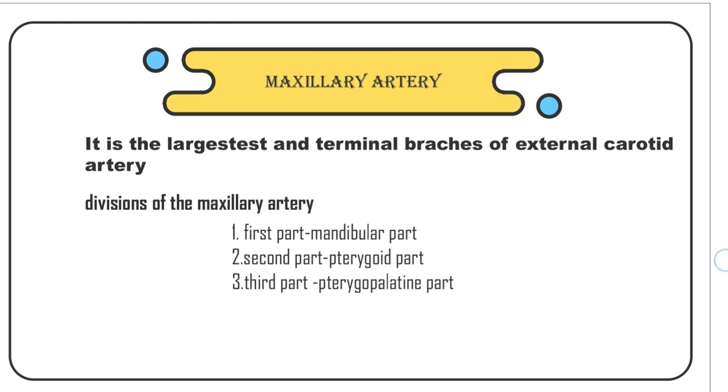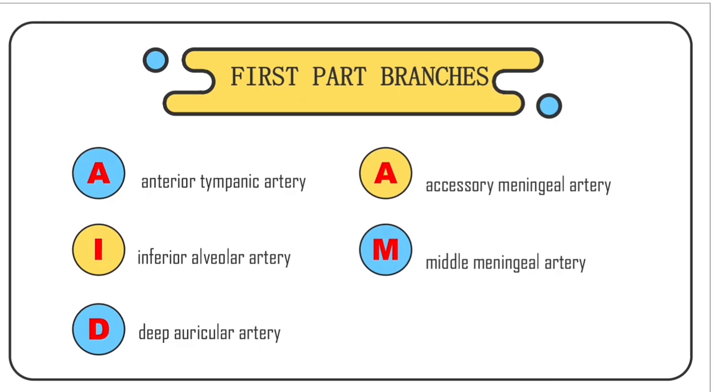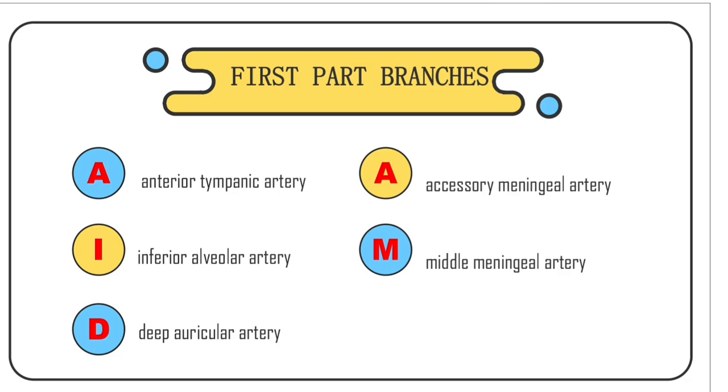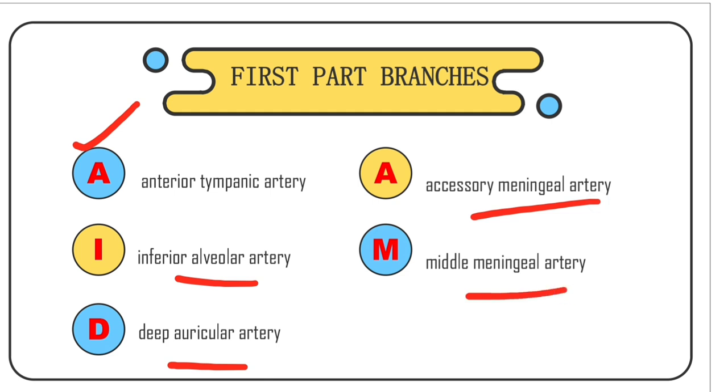Okay. Coming to the first part of the maxillary artery, we have 5 branches. What are the 5 branches? That is the anterior tympanic artery, inferior alveolar artery, deep auricular artery, accessory meningeal artery and middle meningeal artery. All these 5 branches arise from the first part of the maxillary artery.